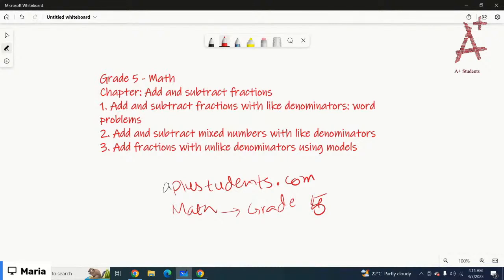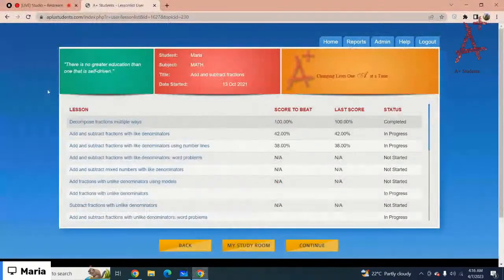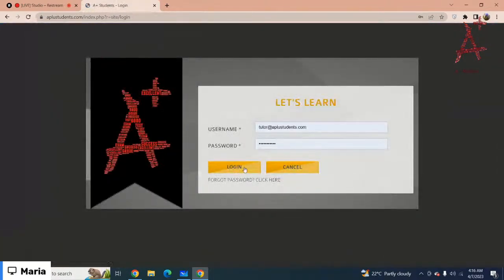We're going to start with the chapter add and subtract fractions, and the lessons are going to start with add and subtract fractions with like denominators word problem, add and subtract mixed numbers with like denominators, add fractions with unlike denominator using model. So let's just start with the first lesson. Here I'm on grade 5 math. The chapter is add and subtract fractions, and here is the first lesson, that is add and subtract fractions with like denominators word problem.